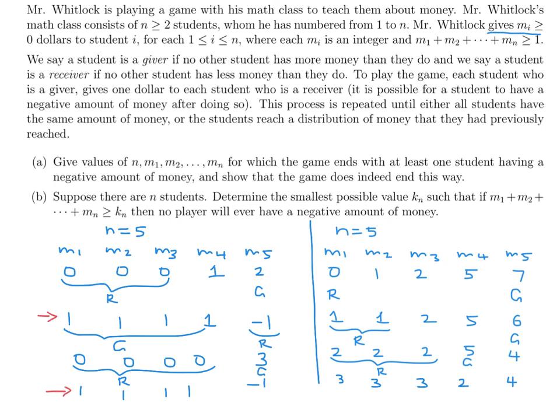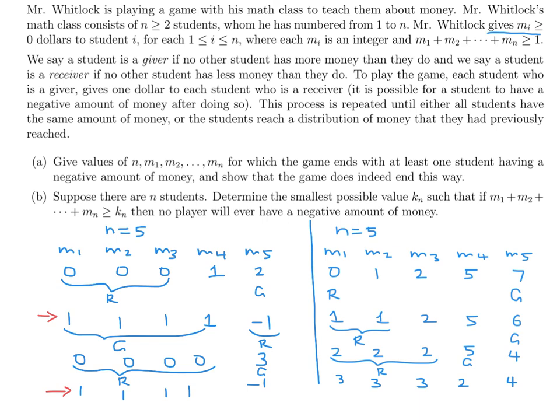So that is what this means, that this process is repeated until they have the same amount of money or the students reach a distribution of money that has previously been reached. They have indeed reached a distribution of money that has been previously reached. This was previously, and then they reached the same distribution again. And that's when the game ends.